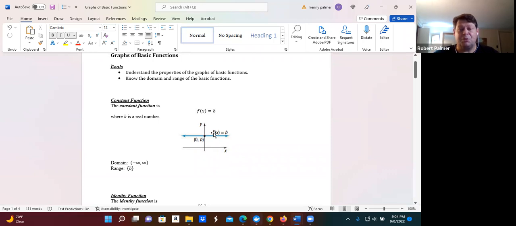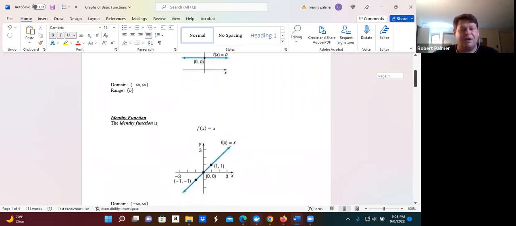So if you pick any x you want, the y is always b. For example, f of x equals 3 will be a constant function at y equals 3. Now, its domain can go forever in both directions. But interestingly, its range is actually just the number b. Notice the squiggly brackets indicating it's not an interval, it's essentially a set of just the number b, whatever b is. So if your function is f of x equals 3, your range is just that number 3, because that's the only output.